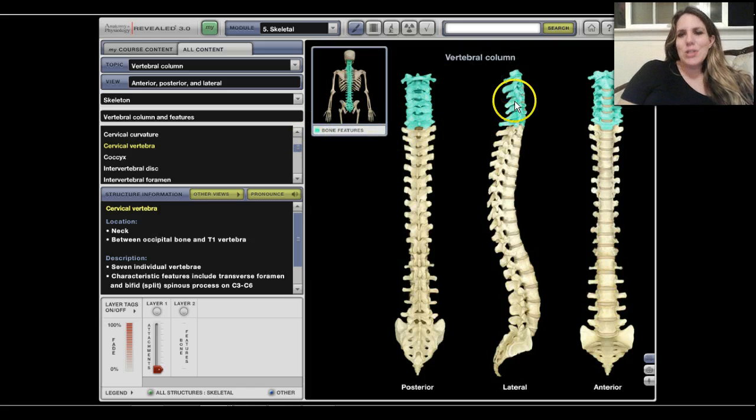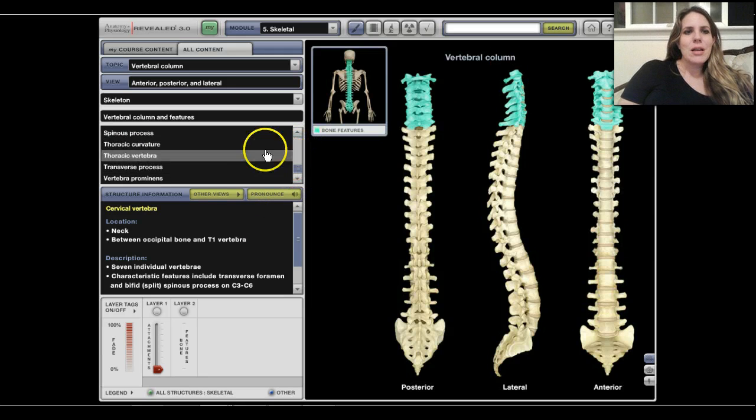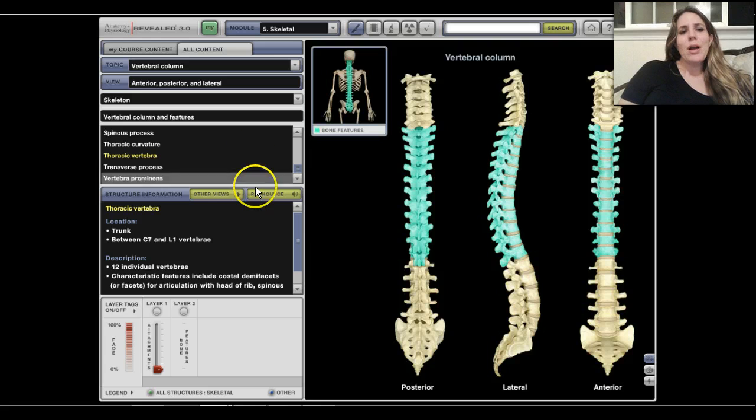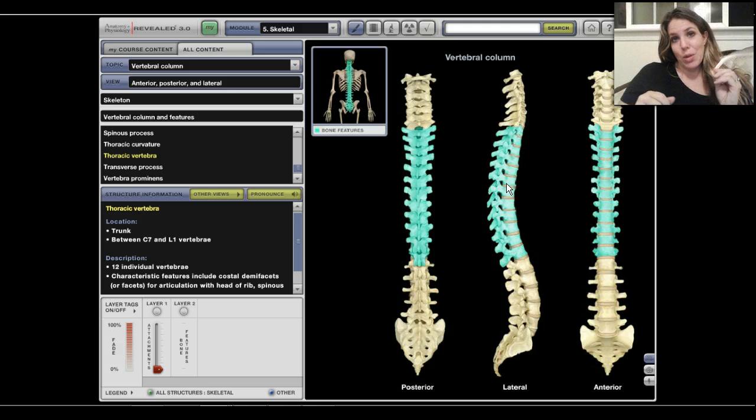So that's your cervical vertebrae. There's 7 of them. Let's move on down to the thoracic. The thoracic vertebrae are very important because these guys articulate with your rib cage, your thoracic cage. The ribs are actually going to attach to the thoracic vertebrae and reach around and then attach to the costal cartilage, the cartilage of your rib cage.